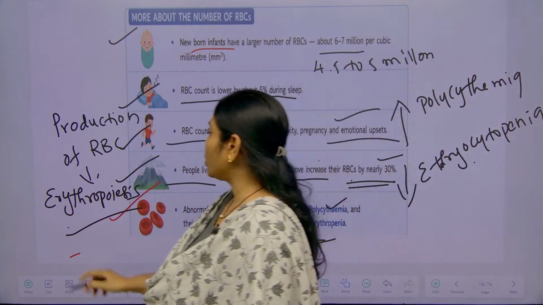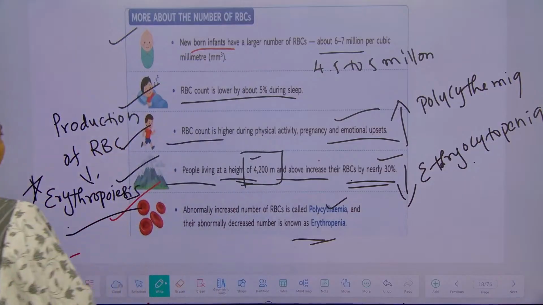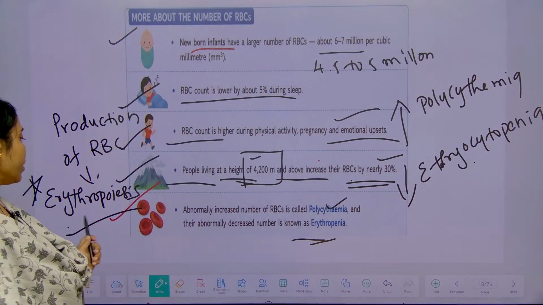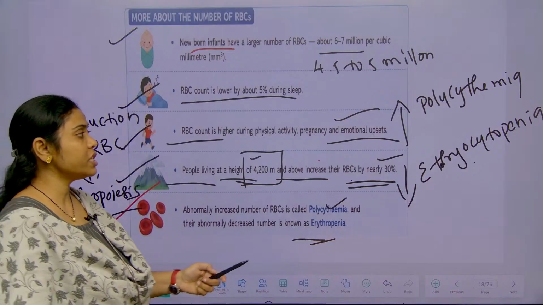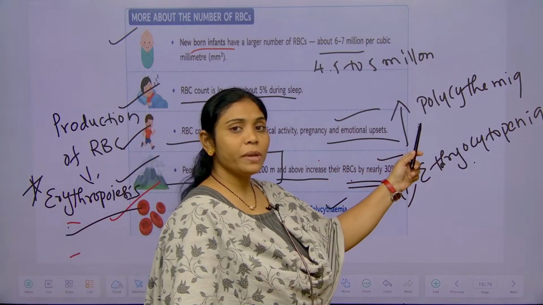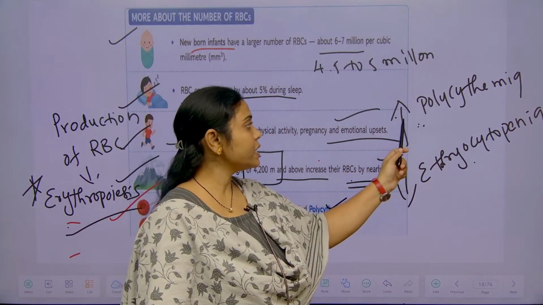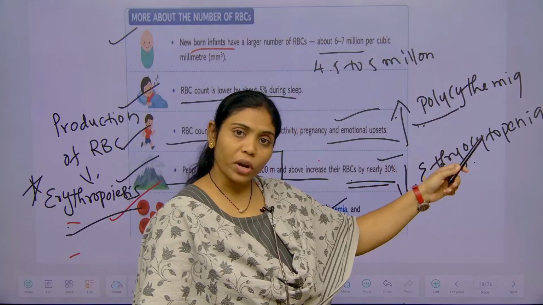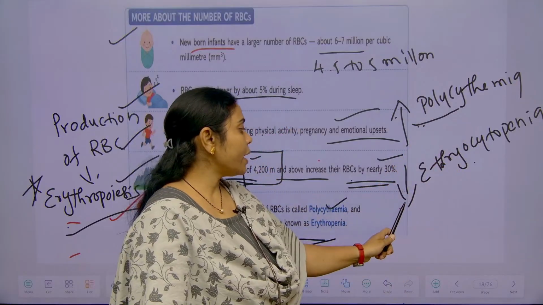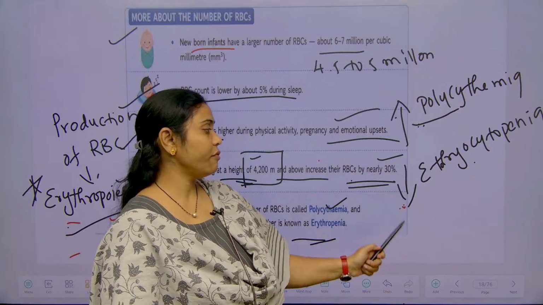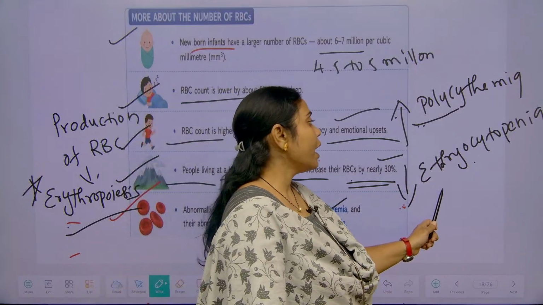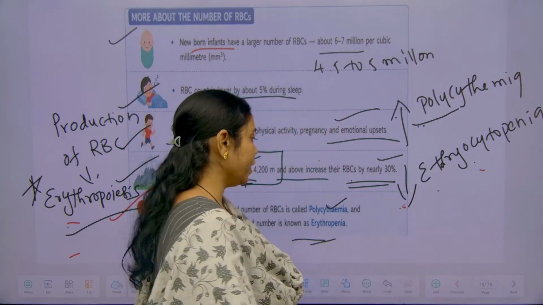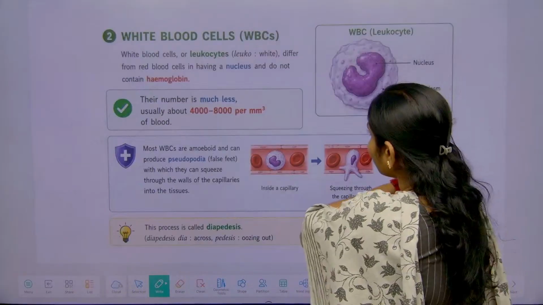These terminologies are very important. The production of the RBC is called erythropoiesis. If the number of RBC is abnormally increased, it is called polycythemia. If the number of RBC is decreased, we call that erythrocytopenia. Do you understand, students?